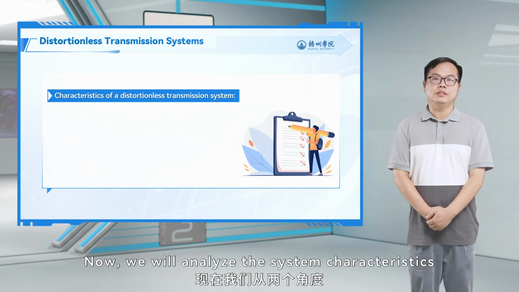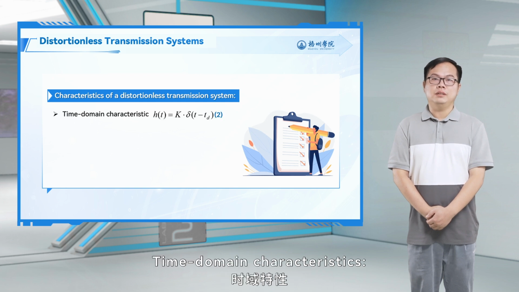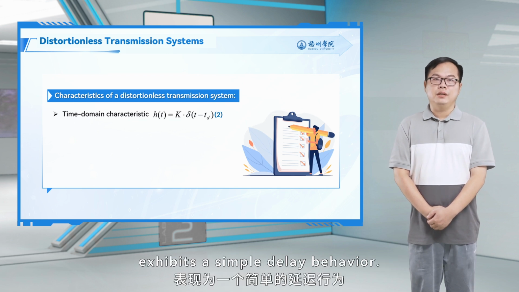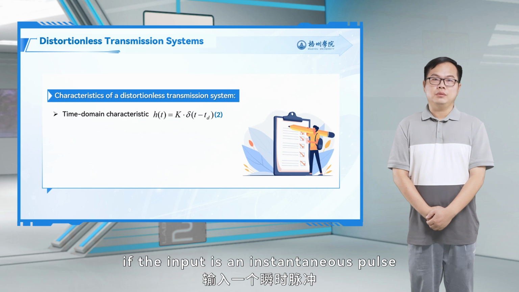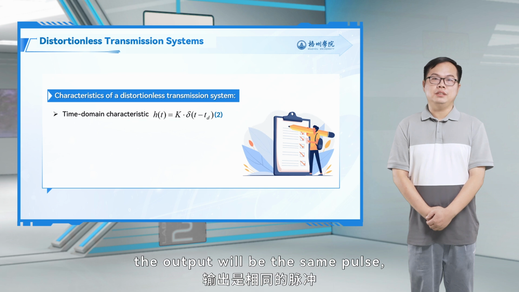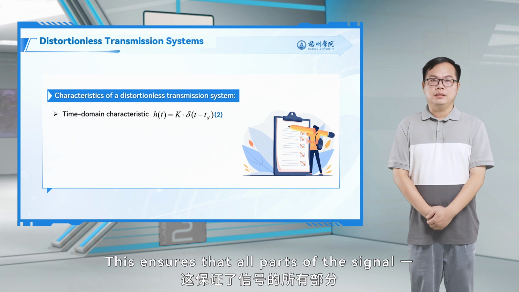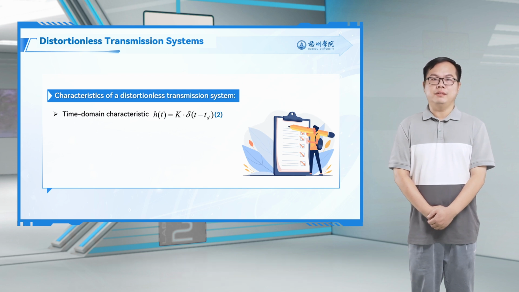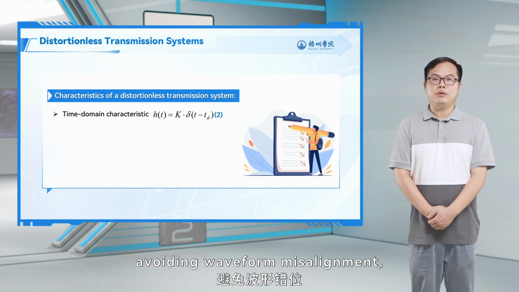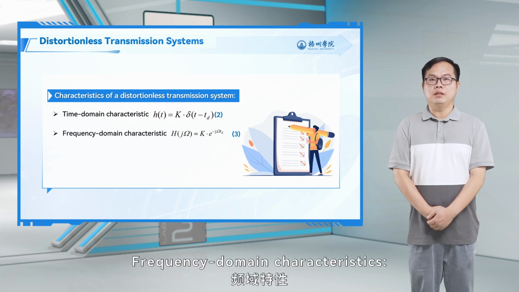Now we will analyze the system characteristics from two perspectives. Time domain characteristics. The system's response to an input signal exhibits a simple delay behavior. For example, if the input is an instantaneous pulse such as a click sound, the output will be the same pulse, but delayed and possibly amplified or attenuated. This ensures that all parts of the signal, whether fast or slow, are delayed synchronously, avoiding waveform misalignment as shown in Formula 2. Frequency domain characteristics.